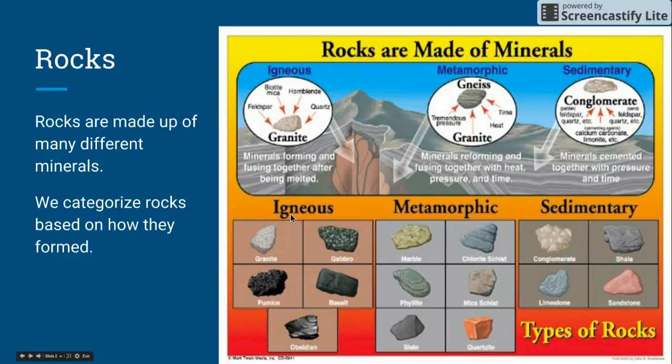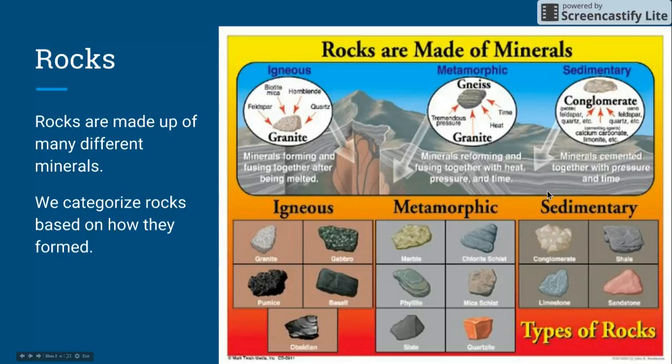So you'll see in this picture we have this igneous rock, which is minerals forming and fusing together after being melted. So in this, we know that we have extreme heat going on. And this picture over here shows you this lava coming up through the crust. And this is showing you land above here, this gray part.